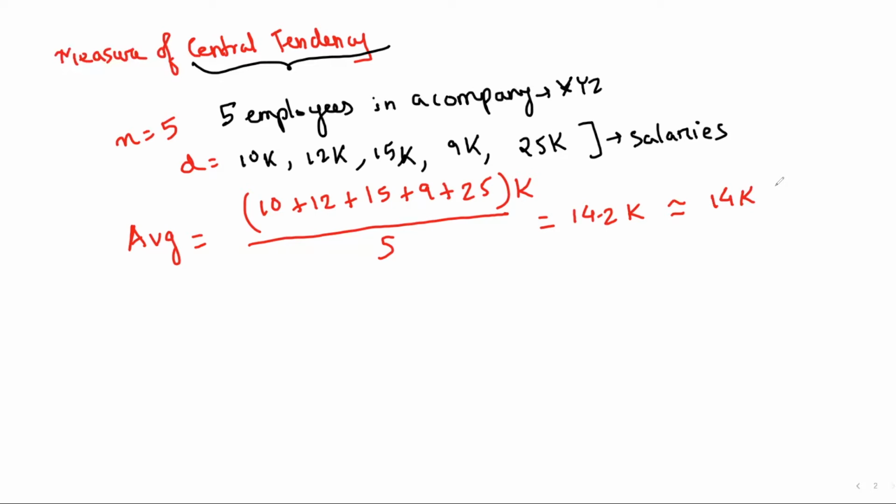right? So you see, is it the case? Someone is earning 10K, someone is earning 9K, someone is earning 12K, 15K, 25K. So we can say, okay, fine, 14K is somewhat acceptable. Right? Now, let's say instead of this 25K, someone is earning, let's say, 50K.